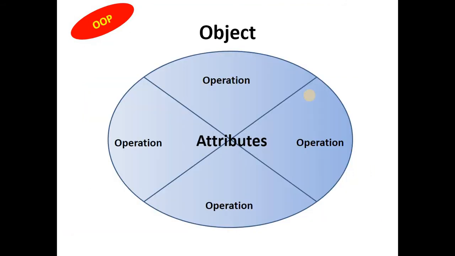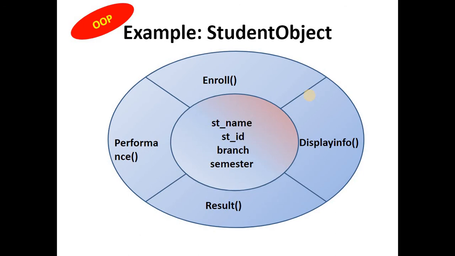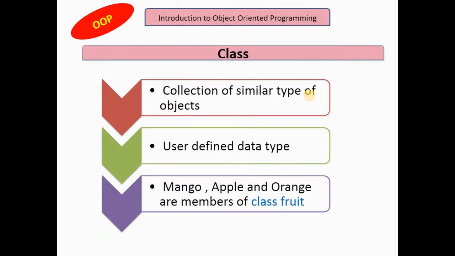So, what can be an object? You can see operations and attributes together make an object. Consider that I am taking attributes like name, ID, branch, semester. This can identify a student object, which has different functions like enroll, display information, result or show the performance.